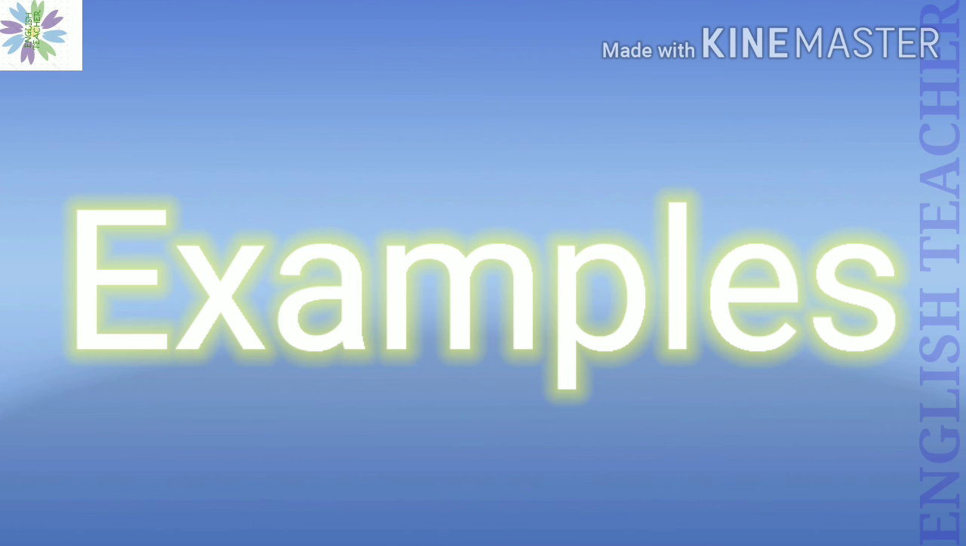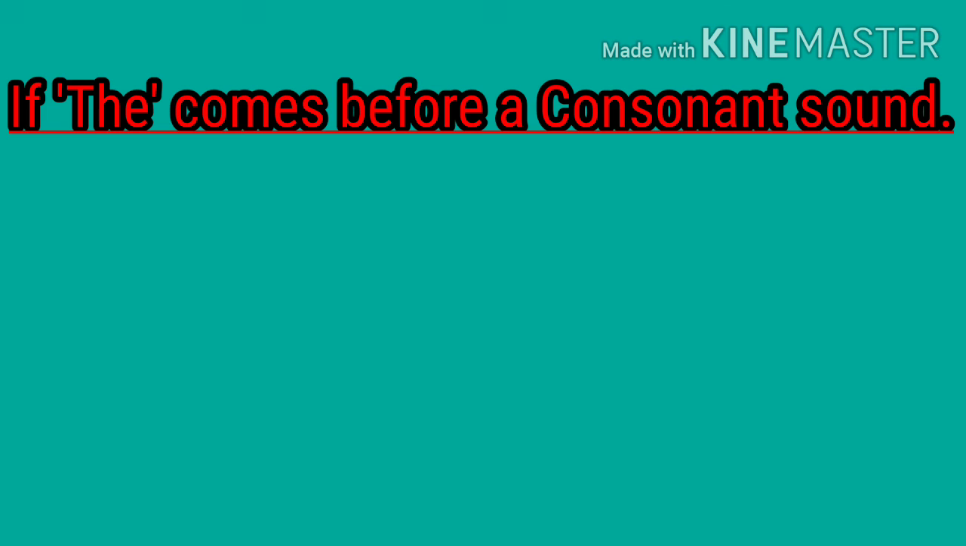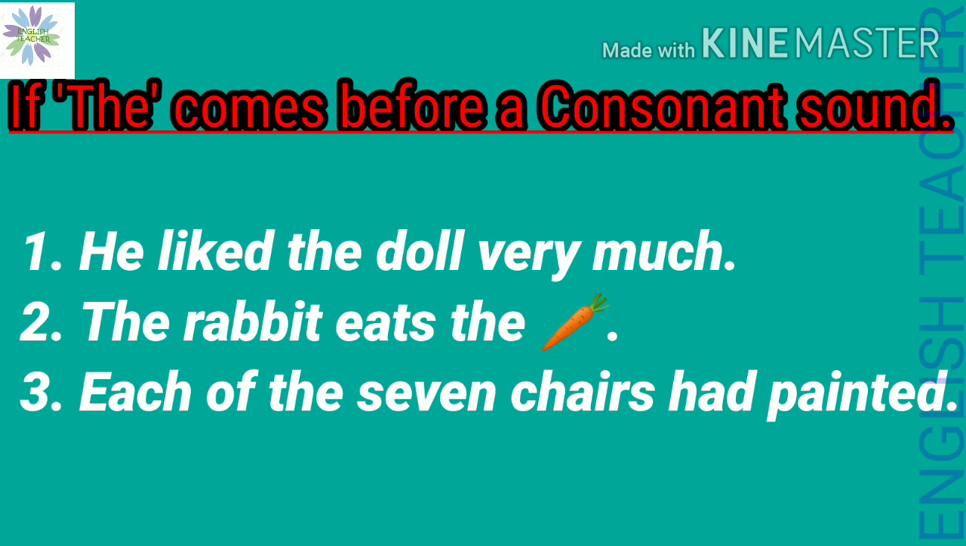Let us move on to some examples. Now we know that the comes before a consonant sound. The is pronounced as thuh. So try to read these examples. He liked the doll very much. The rabbit eats the carrot. Each of the 7 chairs had been painted. Here, the words that begin with consonant sounds are the doll, the rabbit, the carrot, the 7.